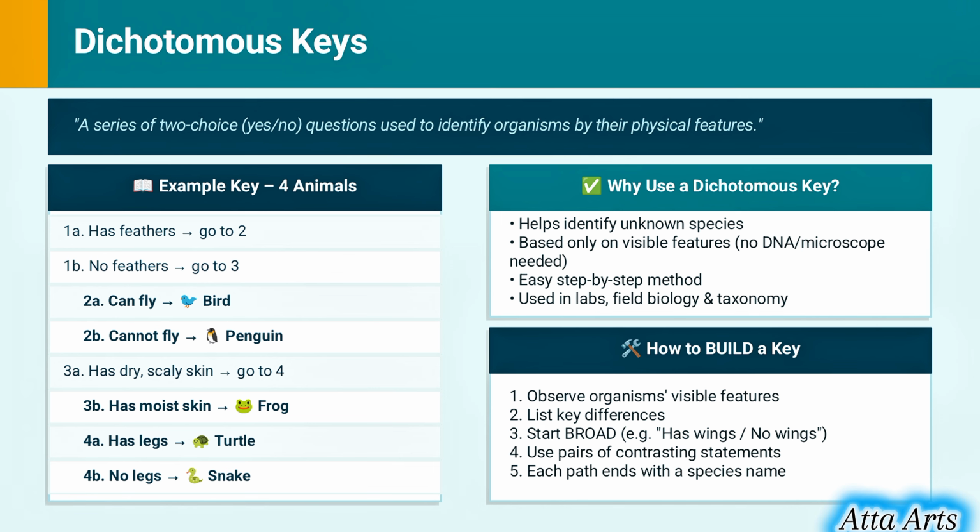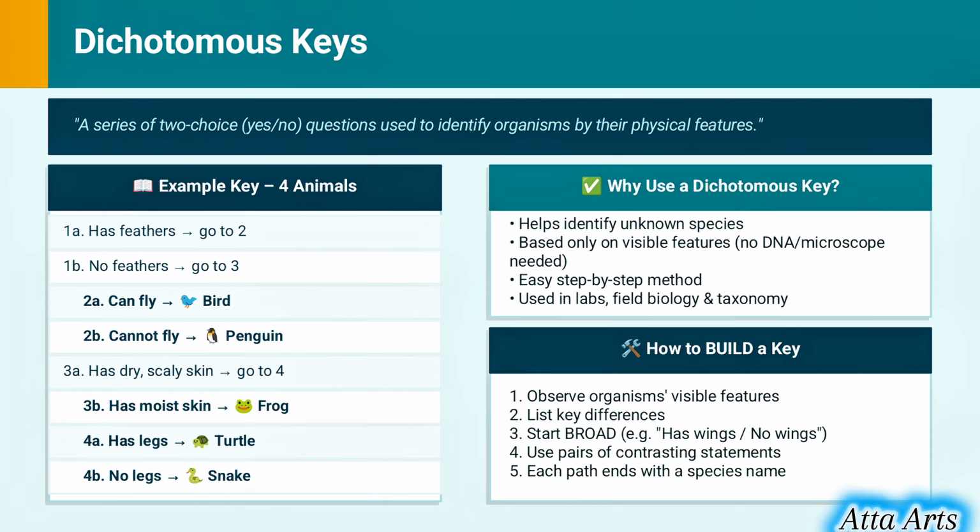Let me walk you through an example. We have four animals: a bird, a frog, a turtle, and a snake. And we need to identify them using a key. Step 1. 1a: has feathers. Go to step 2. 1b: does not have feathers. Go to step 3. Let us say our animal has feathers. We go to step 2. Step 2a: can fly. It is a bird.